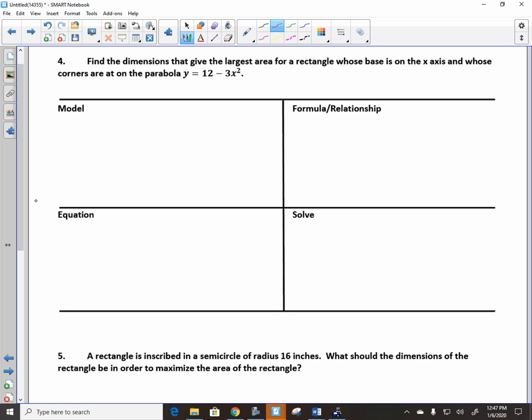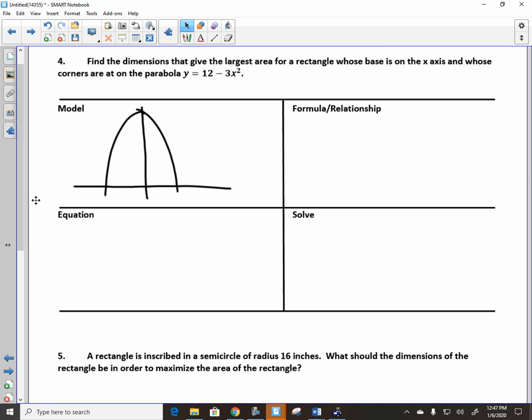Okay, it's time for you guys to kind of direct the work here because I've been kind of leading things. Let's see if you can reference what we've done in the past and try to work this out. It says dimensions that give the largest area of a rectangle whose base is on the x-axis and whose corners are on the parabola, 12 minus 3x squared. So, yep, very good. I draw it. There we go. Good. We got corners here. Excellent. Now what?